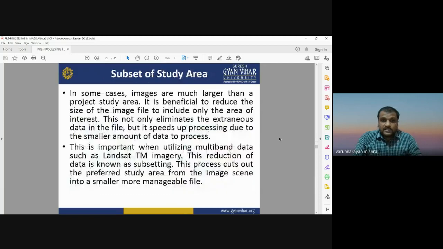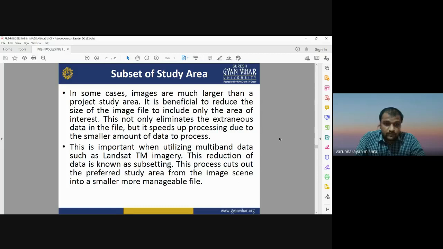As already discussed, subsetting the study area is also a kind of processing step. In some cases, the images are much larger than the study area. So it is very useful to reduce the size of the image file to include only the area of study. This not only eliminates the extraneous data in the file, but it speeds up the processing. When you process larger data sets, it will take some time, but when we have smaller data sets, it will take less time to process, and your file size will be small.